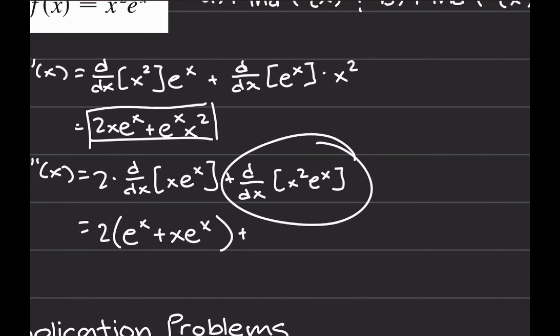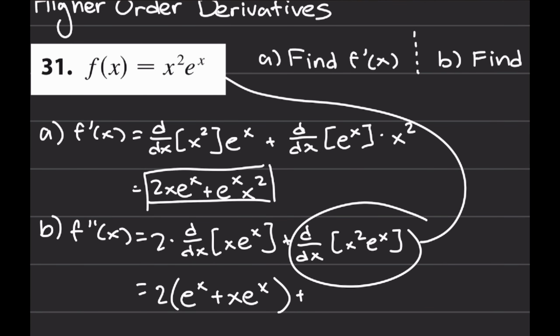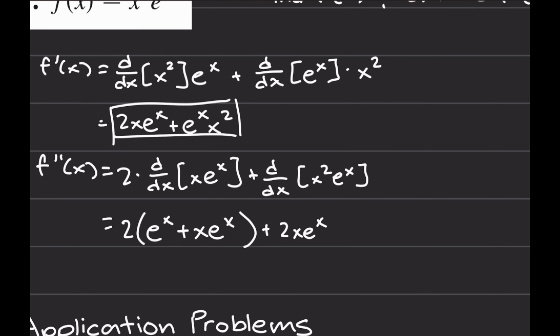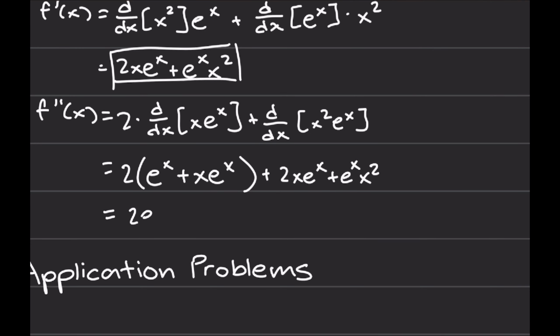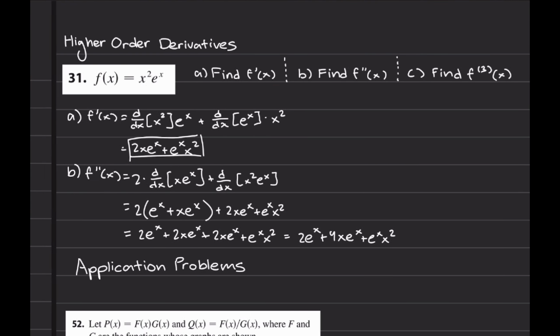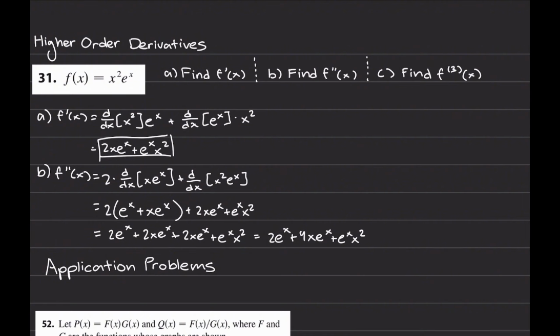And we've already evaluated this, that was just our initial problem. So we could just copy down our answer from before, 2x e to the x plus e to the x squared. And this just gives us 2 e to the x plus 2x e to the x, 2x e to the x plus e to the x squared. We could simplify that. That gives us 2e to the x plus 4x e to the x plus e to the x squared.